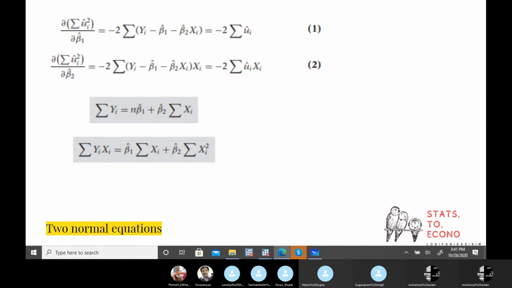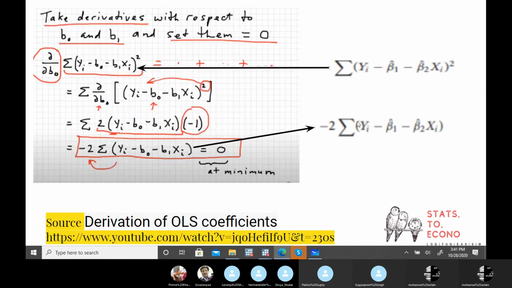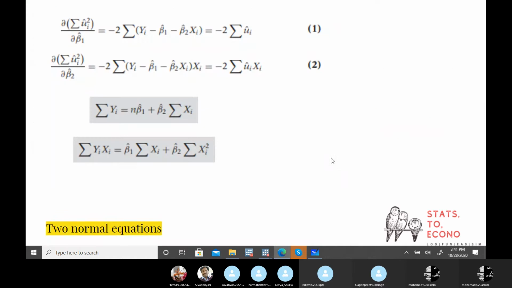Any doubt so far? Then just stop me. Leave these two equations and concentrate on these first two equations. These first two equations we get after differentiation with respect to beta 1 and beta 2, and they are equal to 0 because of the first order minima condition.